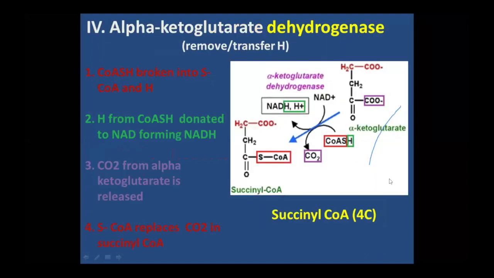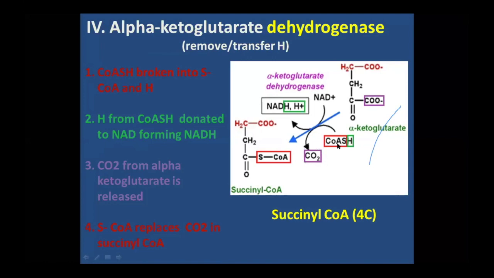And we have the fourth. We have another dehydrogenase. Again, it would be removing or transferring hydrogen. It performs 4 different functions. So we have CoASH to be broken down into S-CoA and H. So CoASH becomes CoAS and H. So you would have the H to be donated to NAD. Magfo-form na tayo ng NADH. And we also have the COO coming from alpha-ketoglutarate. I-release po niya yan in the form of CO2.